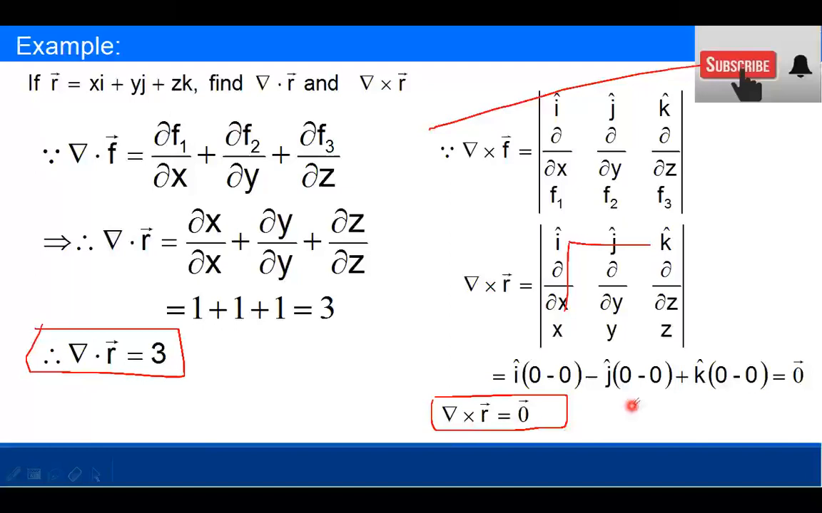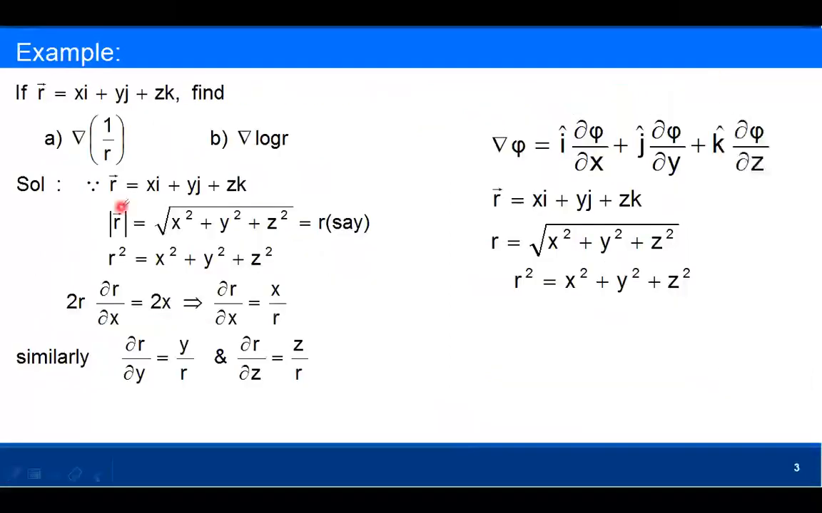See one problem. If r bar equals xi plus yj plus zk, find del of 1 upon r and del of log r. So del of log r means we have to find the gradient of log r. For any problem, first of all you have to consider the given position vector r bar equals xi plus yj plus zk. Find the magnitude of this r bar.